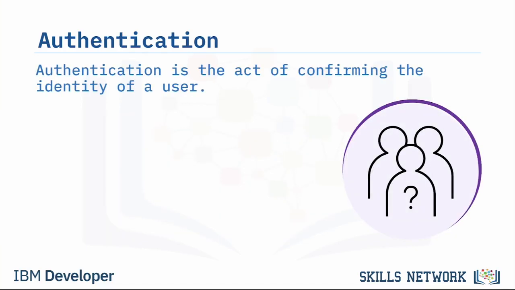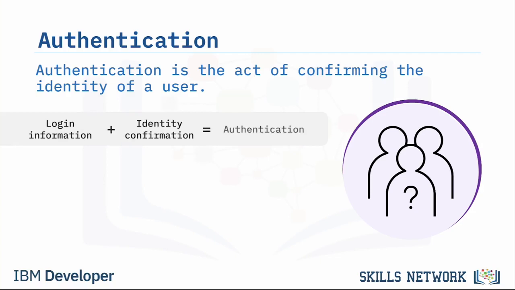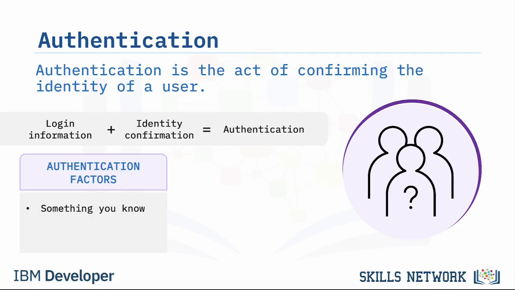Authentication is the act of confirming the identity of a user. Authentication involves 2 steps: entering the correct login information and confirming that it is really you. Authentication factors used to confirm identity include something you know, like a username, password, PIN, or answers to security questions; something you have, like a mobile device, security key, or security badge; and something you are, biometrics like facial recognition or a fingerprint, iris, or voice scan.